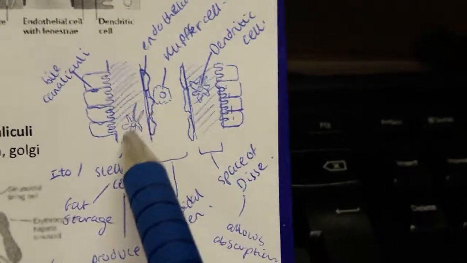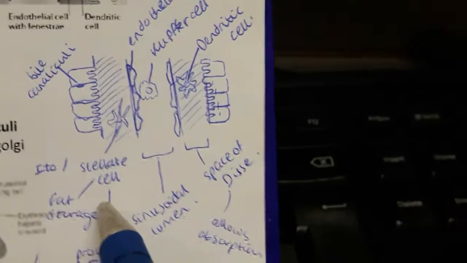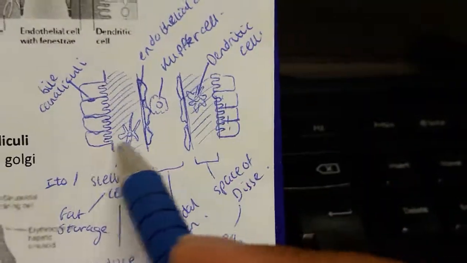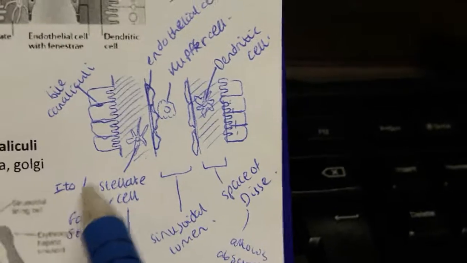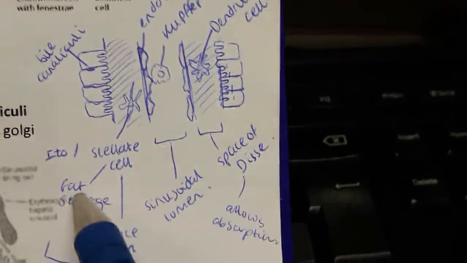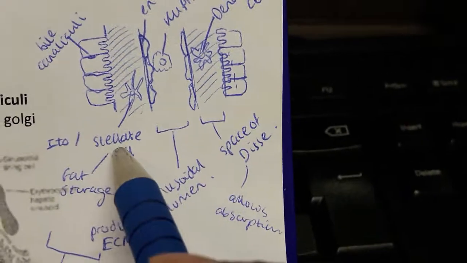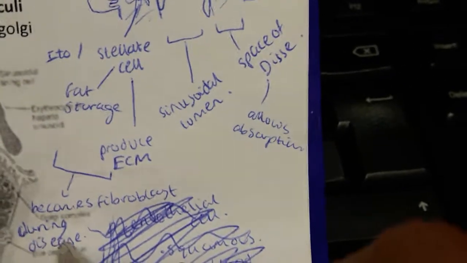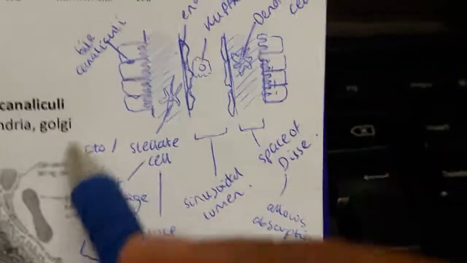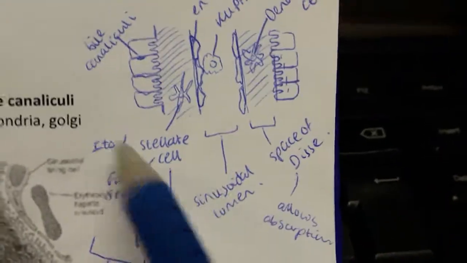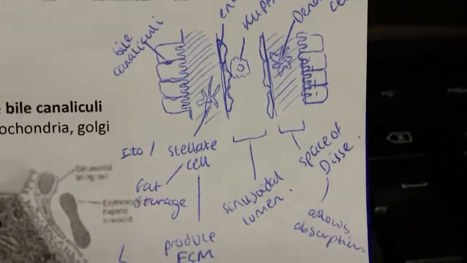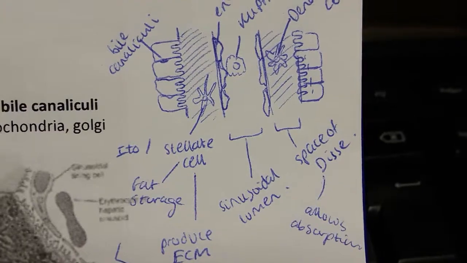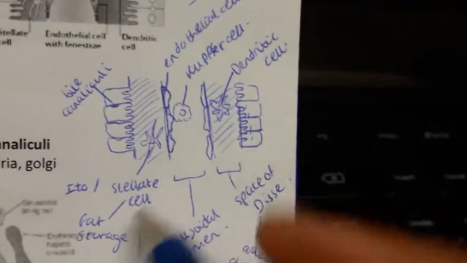They look like stars. And the stellate cells in the space of Disse are called Ito cells. The purpose of Ito cells is fat storage. They also produce extracellular matrix, which becomes fibrotic during disease. The way I remember Ito cells being fat storage is I for fat, because I cells in the duodenum respond to fat in the duodenal lumen. There's also dendritic cells.